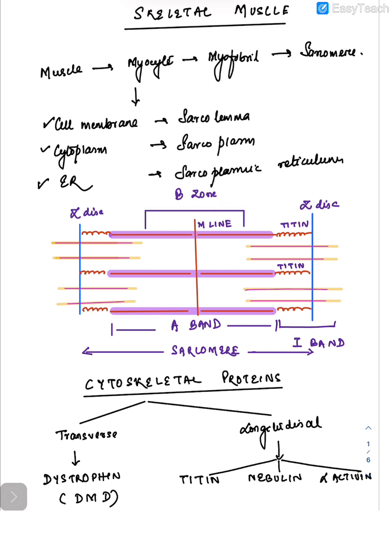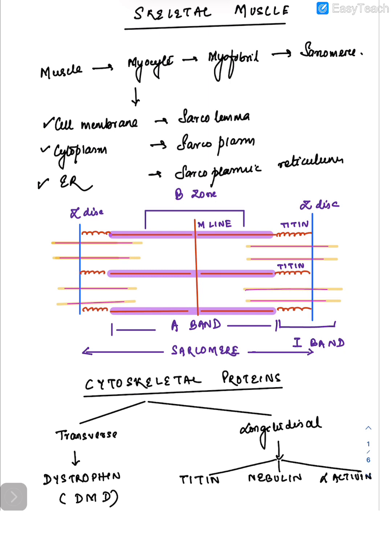Corresponding to this, there is an I band where you can see there are only thin filaments. We can see another region called the A band where there is overlap of thick filament and thin filament. So this is the basic structure of a sarcomere.